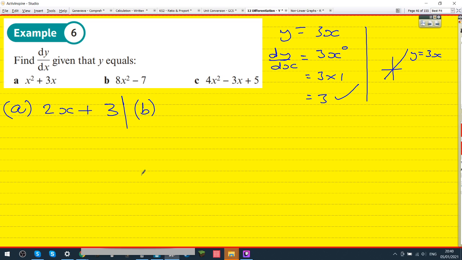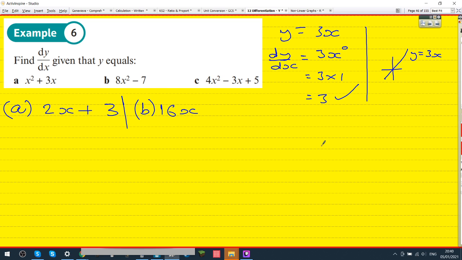So would the other one be 2? That would be the double derivative if you were to differentiate it twice. Yeah, it was x squared, so that's 2x. This was 3x, it's now 3. Part B. So it'd be 16x minus 7.